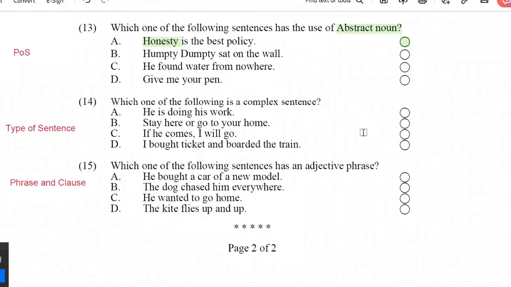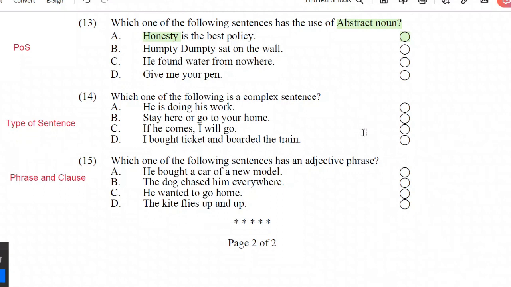Now look at the 14th one. Which of the following is a complex sentence? Firstly, you need to understand what a complex sentence is. A complex sentence is a sentence which contains two clauses. One of them is a dependent clause, and the other one is an independent clause. An independent clause is the clause that we can take as a sentence, but the dependent clause depends on the independent clause to convey the complete meaning.